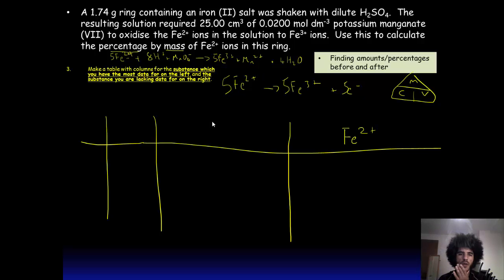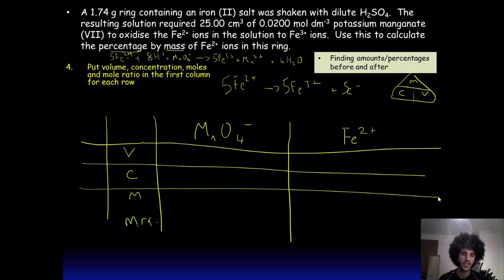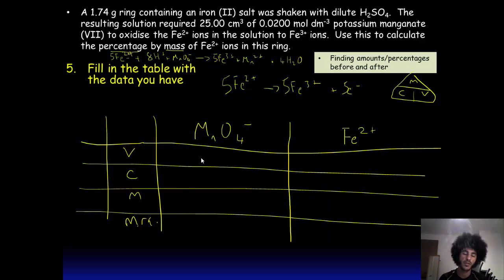On the left, I've got information on potassium manganate. I can see those two numbers if I look carefully. So it must be MnO4-. You might notice that with this, I'm always looking at the reactant side, and that's probably the most important side for these titration problems. Okay, so next step. Put volume, concentration, moles, and mole ratio in the four rows, and I'm just going to draw my rows out for tidiness, and then I have to fill in the table with the data I have.